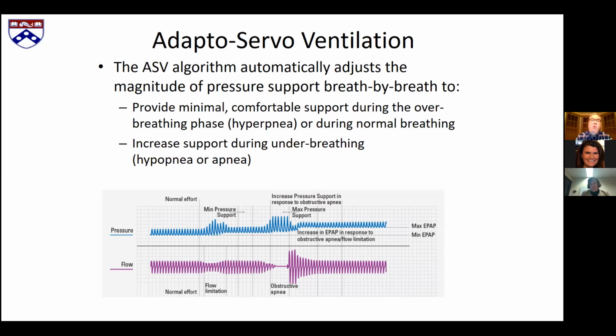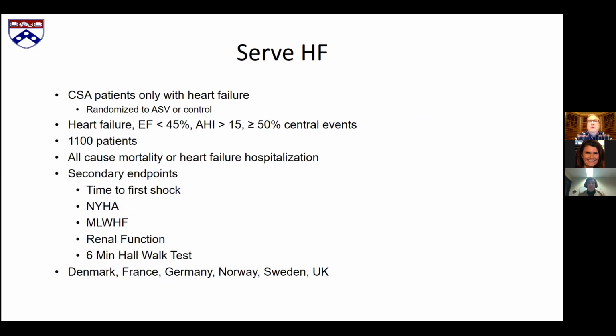And we thought, oh, this device will be much better tolerated because we won't be pushing high pressure on their face continuously. And oh, this device will be much more physiologic and that will really help us. And so the small pilot trial that we did in the US showed that the device was relatively well tolerated and seemed to be safe. And that led to a much larger clinical trial called SERVE-HF.